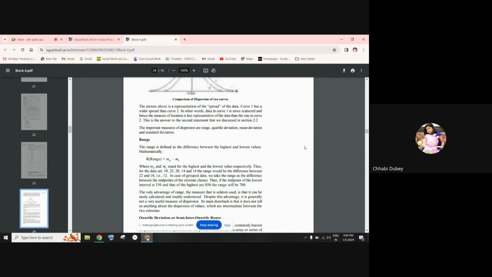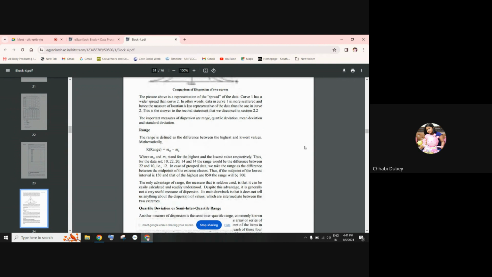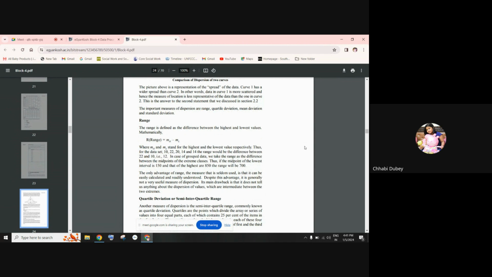So range is mathematically defined as the difference between the highest and the lowest values. Highest value minus the lowest value, whatever difference we get from this, that will give us the range. The only advantage of range is that it can easily be calculated and it can be readily understood. Its calculation is very easy, and this makes it all the more easily understood.